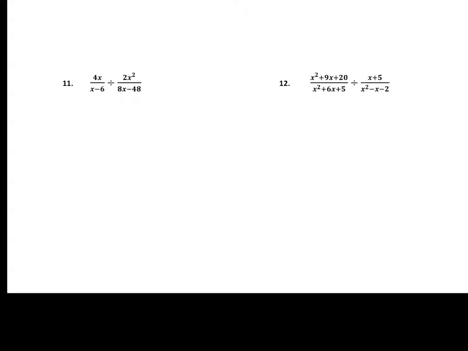Number 11, we're going to flip it again. So 8x minus 48 goes on top, 2x squared on the bottom. We're going to reduce this, so 2 and x cross out. We're going to take out an 8, which leaves us with x minus 6. That crosses out here. So now we're left with 16 over x. Excluded values, x cannot equal 6 or 0.